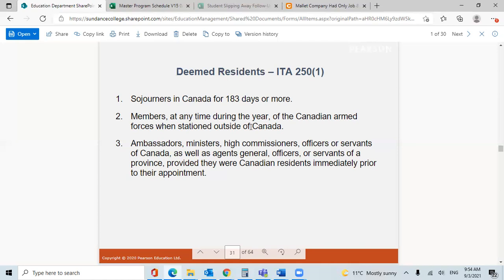And then the second is members of the Canadian Armed Forces. At any time during the year, when stationed outside of Canada, this person is a deemed resident. Number three, ambassadors, ministers, and high commissioners, officers or servants of Canada, as well as agent general officers or servants of a province, provided they were Canadian residents immediately prior to their appointment, are considered deemed residents, like a diplomat. For example, a Canadian diplomat working in the U.S. will be deemed a resident of Canada, because he is an ambassador working for the government.